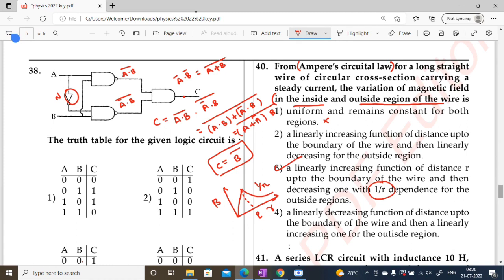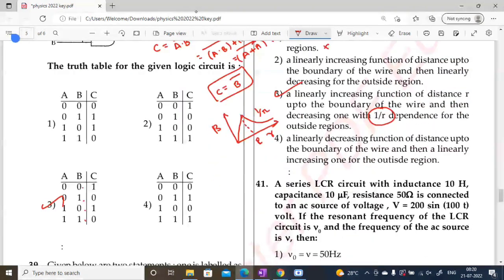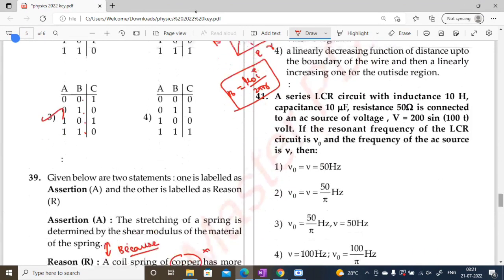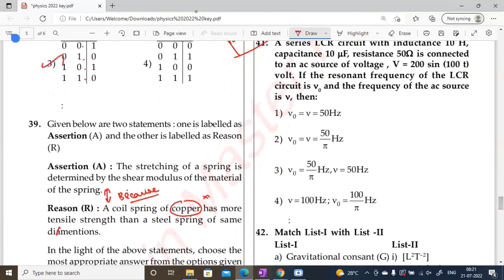So no need to go with any other option. So we can choose this because we know the magnetic field is given by mu naught I by 2 pi r outside the conductor. So the magnetic field is inversely proportional to 1 by r. So that's a fact.